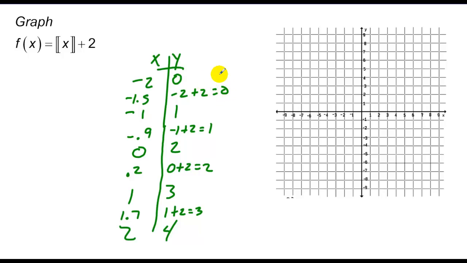So I'm going to start graphing these points once again. -2 and 0. -1.5 and also 0. -1 and 1. -0.9 and 1. 0 and 2. 0.2 and 2. 1 and 3. 1.7 and 3. And then 2 and 4.